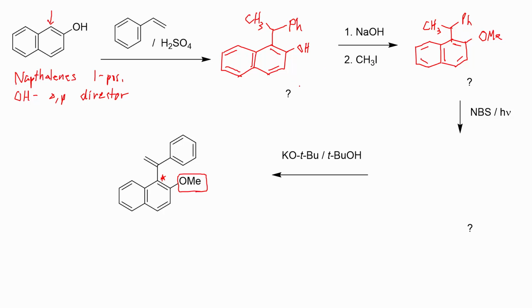All right, and what happens here is that we're going to treat this with NaOH to get that. Phenols have an enhanced acidity, and then methyl iodide in an SN2 reaction is making the final product. All right, so there's the first two steps. NBS and light takes an allylic hydrogen, and that's our only allylic hydrogen right there, and replaces it with bromine.